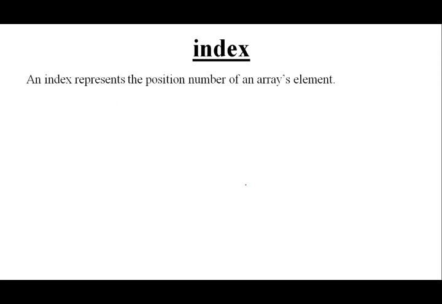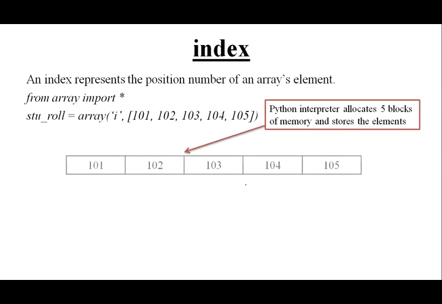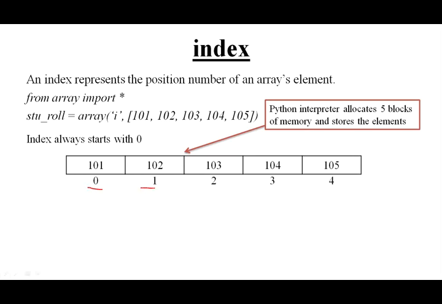First, start with the index. What is an index in the array? If you see the complete picture, these numbers are called index: 0, 1, 2, 3, 4. So index always starts with 0. An index represents the position number of an array element. This is the position number.